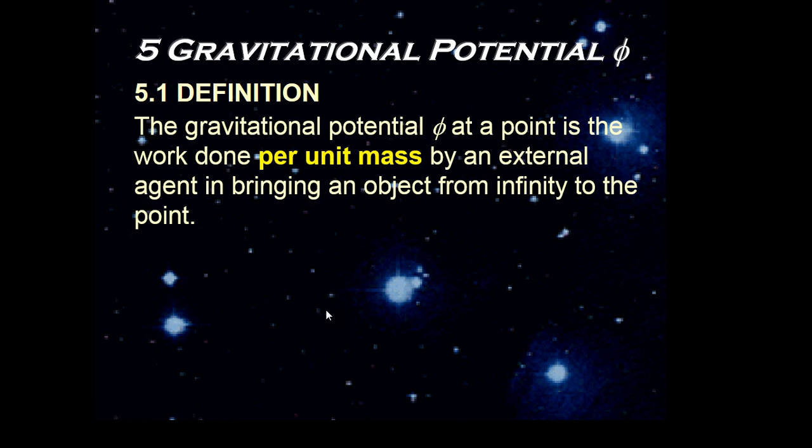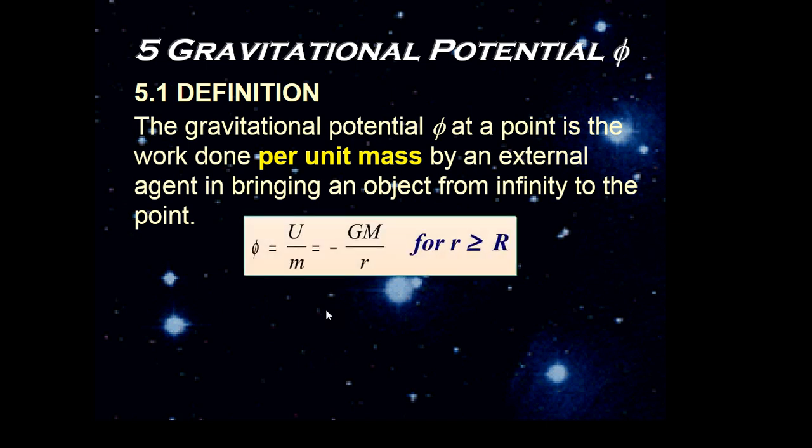The gravitational potential at a point is the work done per unit mass by an external agent in bringing an object from infinity to that point. You notice that the definition is very similar to that of gravitational potential energy. The only difference is the per unit mass. So we are using GPE to define potential. The equation is given as such.